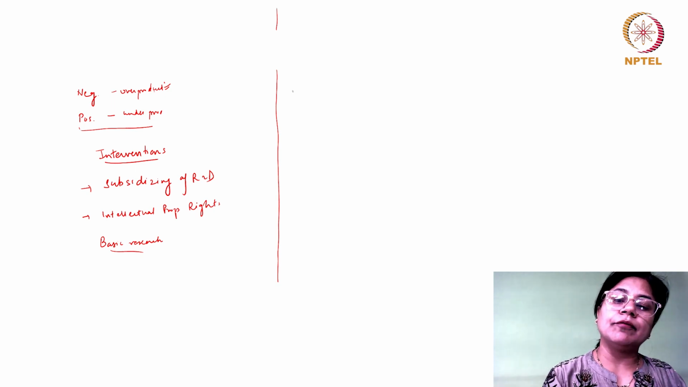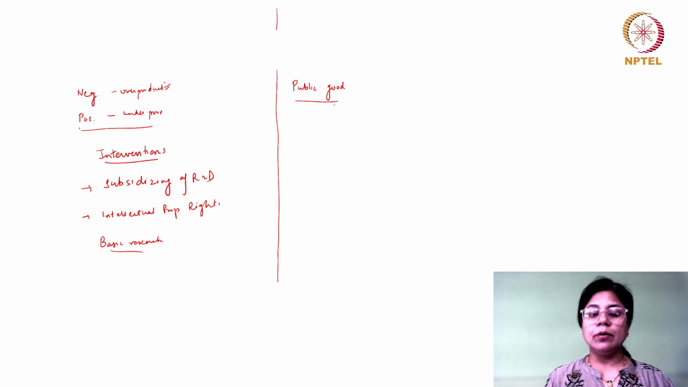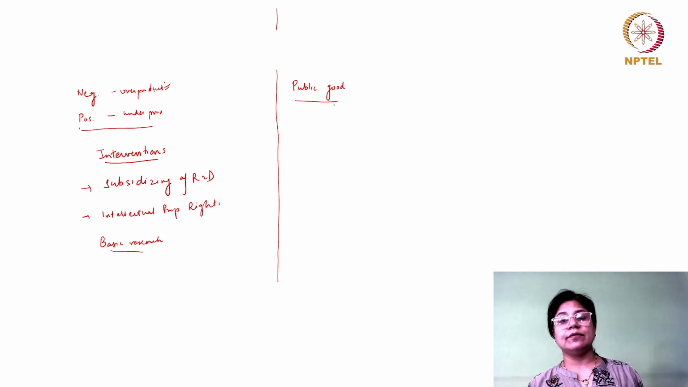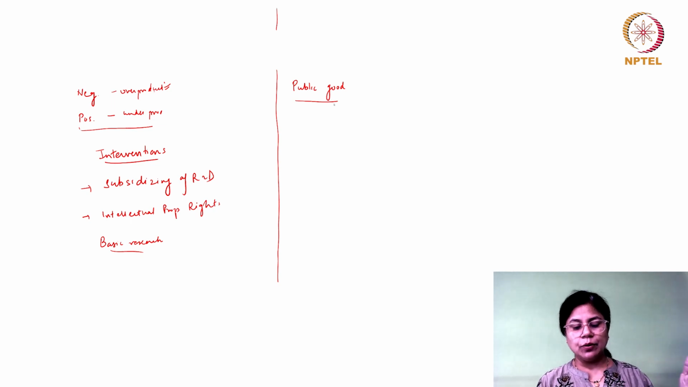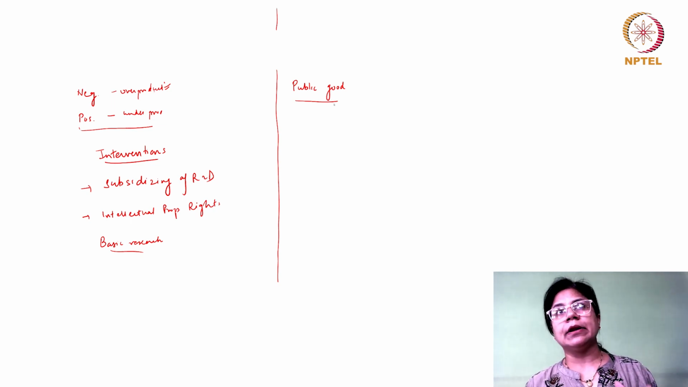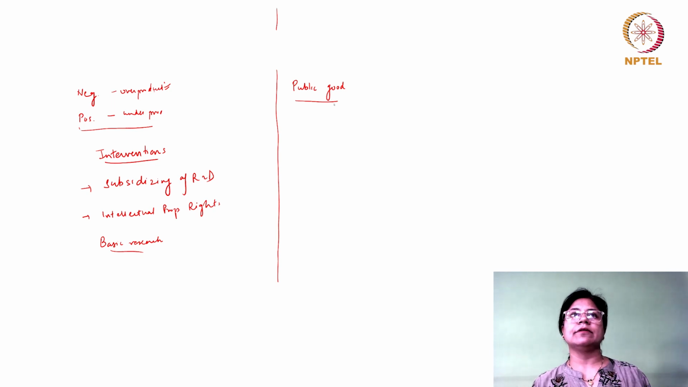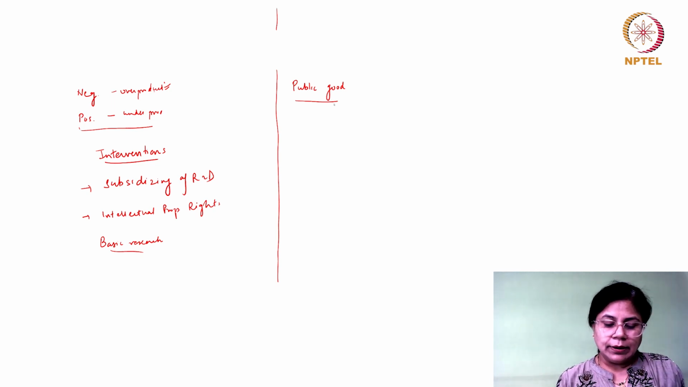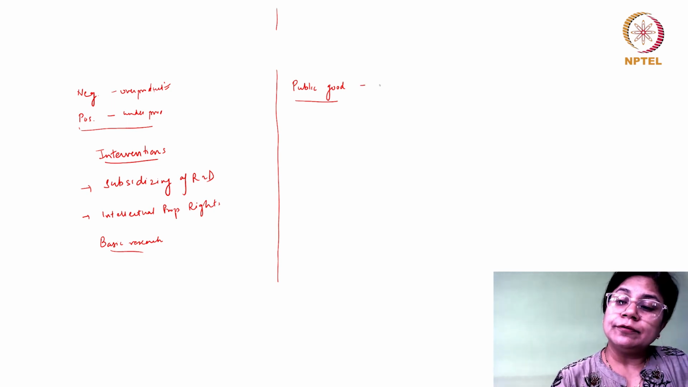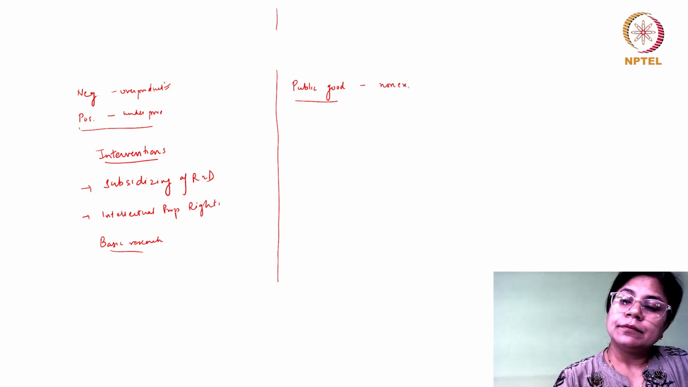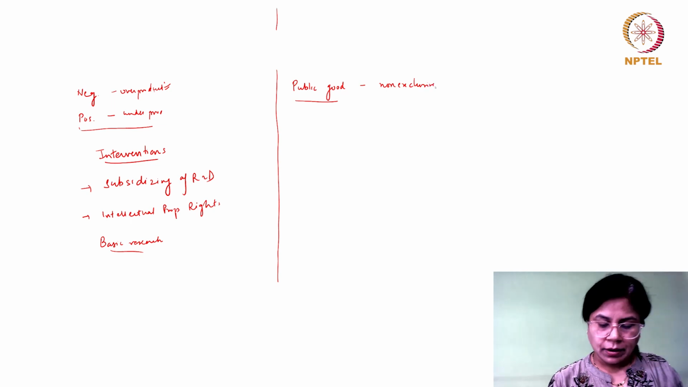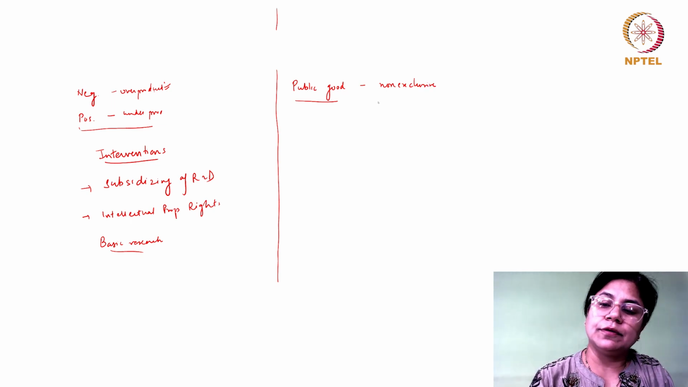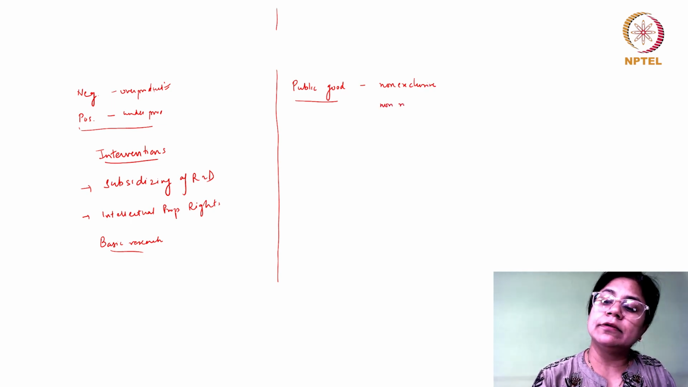Now what we will look at is another important concept in this case, that of the public good. The public good, again, you can see as a kind of good which will have a positive externality, but let us first define it and then understand this particular idea. So public goods are essentially non-exclusive and non-rival goods. What do we mean by this?